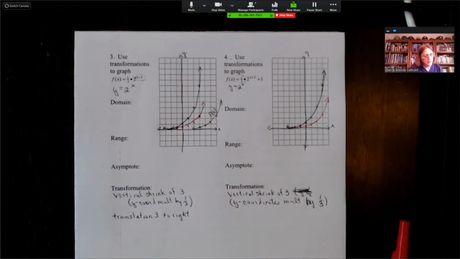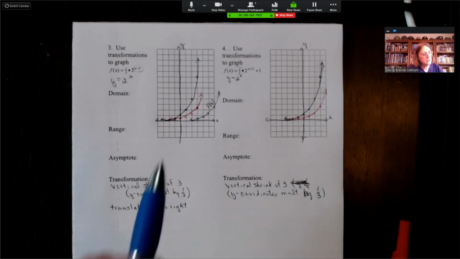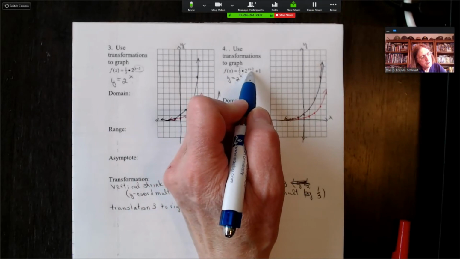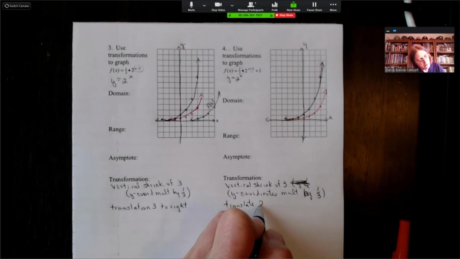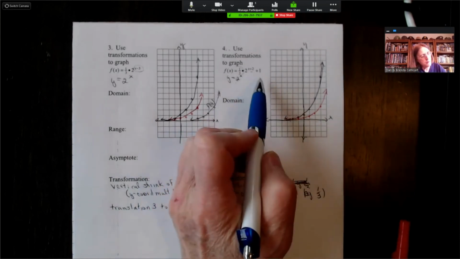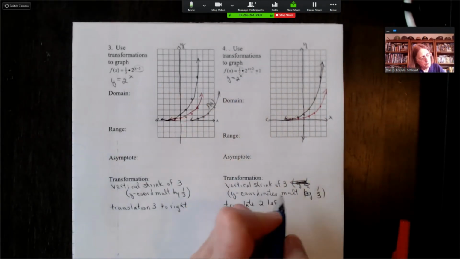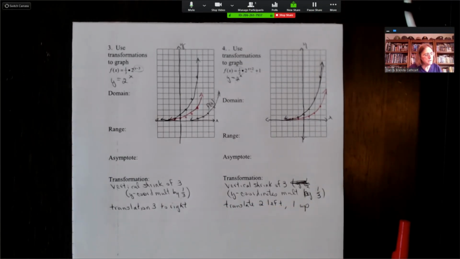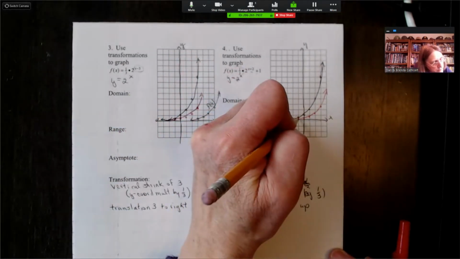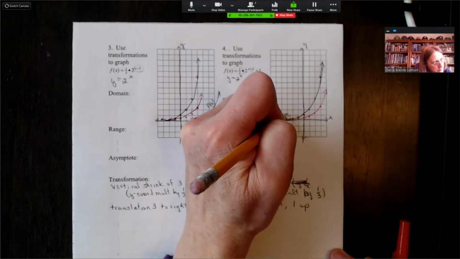Okay? And now we have the translations. We actually have translations in 2 directions. Our x plus 2 moves it 2 units to the left. And our plus 1 here is going to move it 1 unit up. So let's do that. Let's take all of our red graph here, which represents our shrink, and move them 2 to the left and 1 up. So let's see if we can do that. 2 to the left and 1 up.